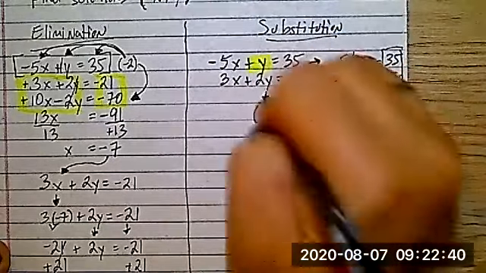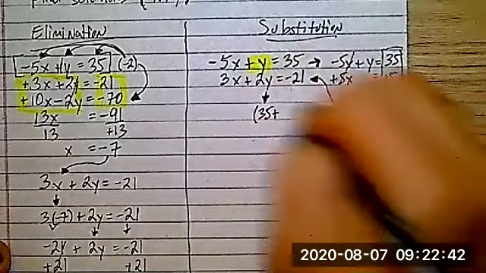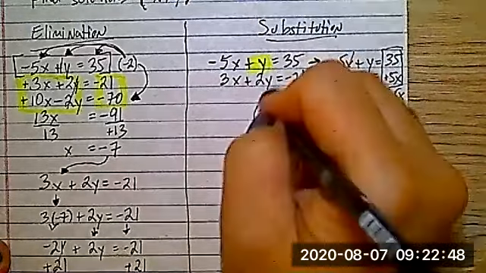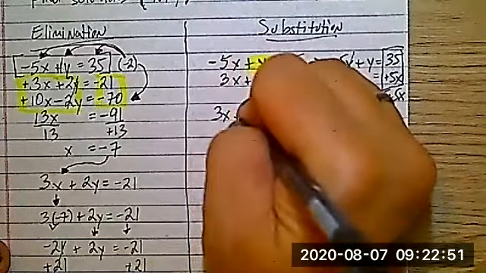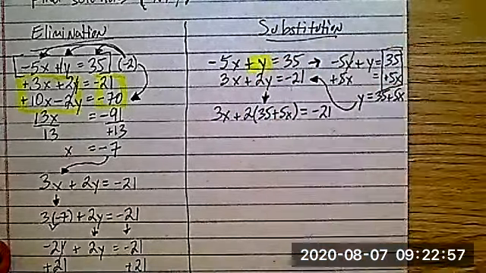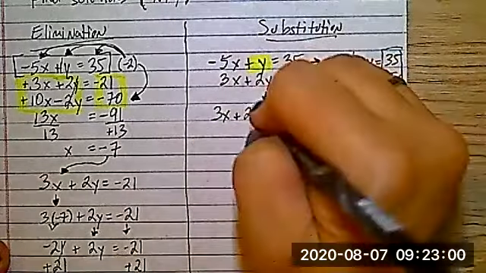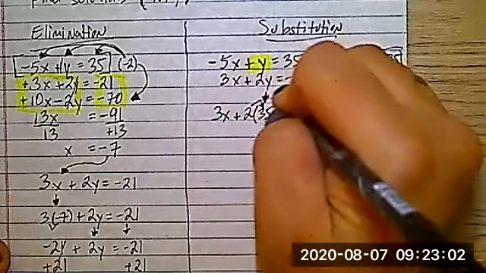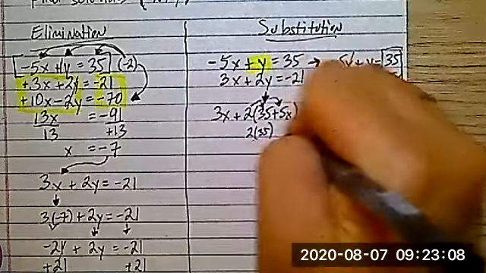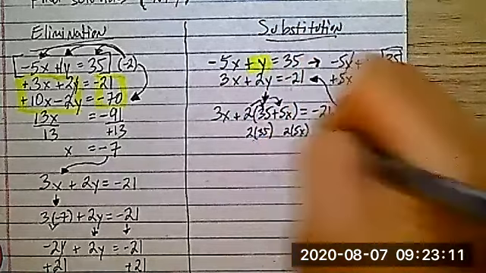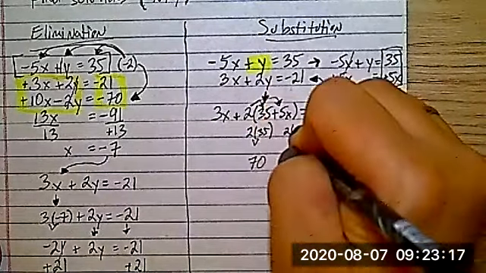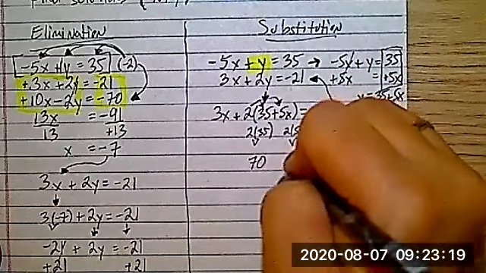So in parentheses, 35 plus 5x right there. And then everything else comes down like it was. So 3x plus 2, and then what the y was, equals negative 21. All right, now I got to simplify. So I'm going to distribute that 2 inside here. So this is going to be 2 times 35 and 2 times 5x. So 2 times 35 is 70. 2 times 5x, numbers. 2 times 5 is 10.